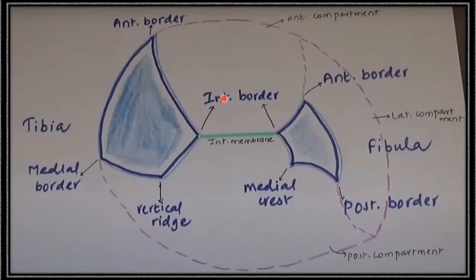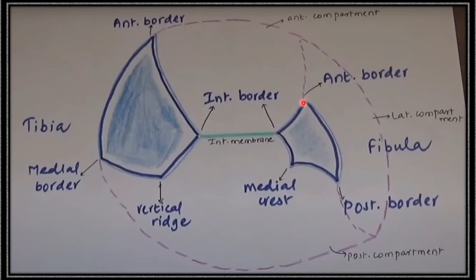Now in this diagram it will be more clear. Now this is the cut section of the leg. This is the anterior compartment, this is tibia, this is fibula, and this green is the intraosseous membrane, which is a connective tissue membrane in between both tibia and fibula. Now tibia has the anterior border, medial border and intraosseous border, whereas the fibula has an intraosseous or medial border.